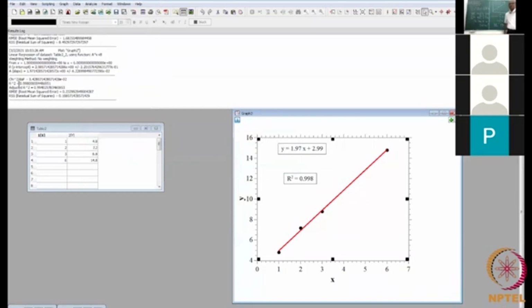the R square value obtained after omitting the 0.4 is 0.998 with values of A as 1.97 and B as 2.98. Now the correlation coefficient is increased from 0.89 to 0.998 by neglecting a point. Very good.